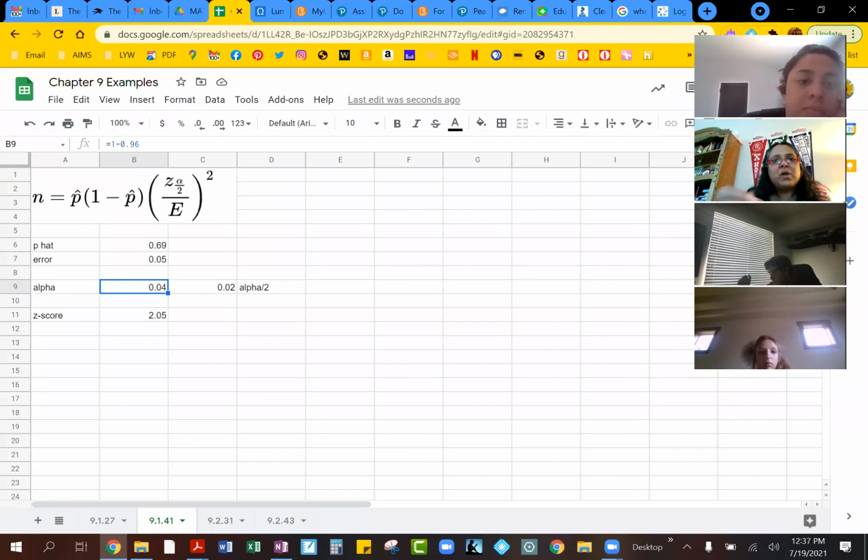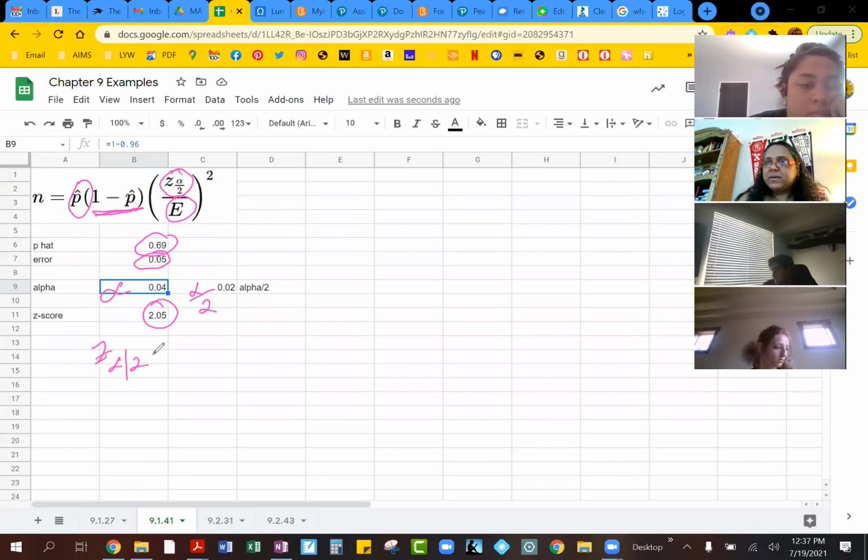Okay, very good. So what we're doing is building up for this formula. We've got our p hat, which was that 69%. We've got our error, which they told us in the example was 5%, so 0.05. Of course, if you know p hat, you can calculate the 1 minus p hat. So the last part we had to calculate was this value, alpha divided by 2. And now we have the z-score of alpha divided by 2.